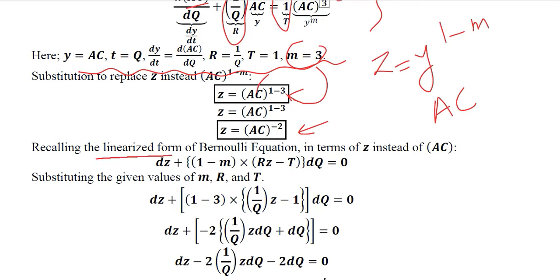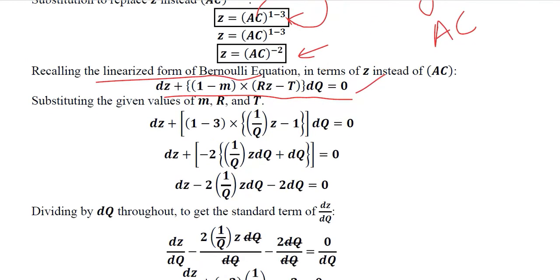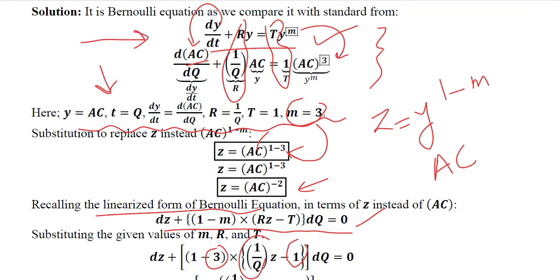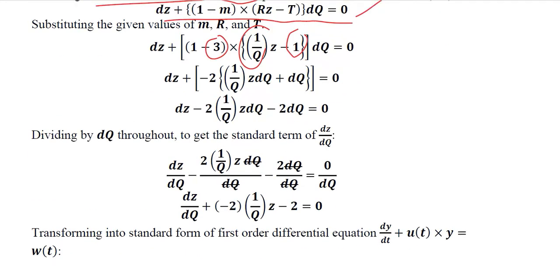So we can use this for substitution and the remaining solution. The linearized form of Bernoulli's equation is this, as we have already proved in the lecture where we understood the basics of Bernoulli's equation. And here we can put the values, which is easy for you. The value of m, the value of r, and the value of t are to be substituted, which are already brought out by using this comparison of the standard form and the given equation.